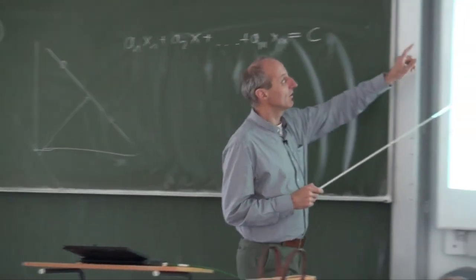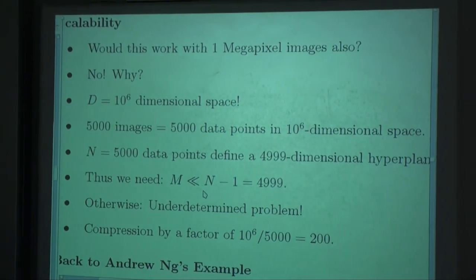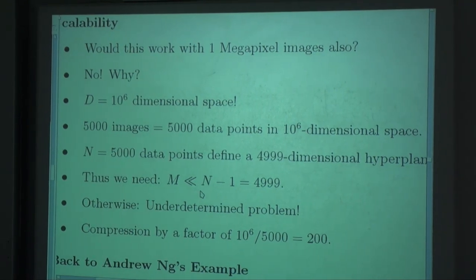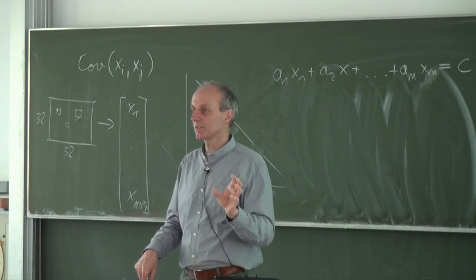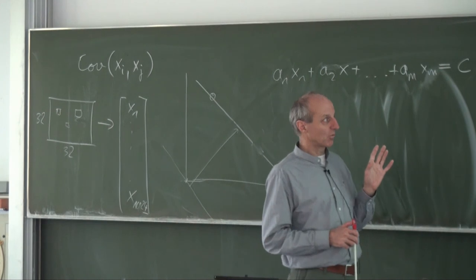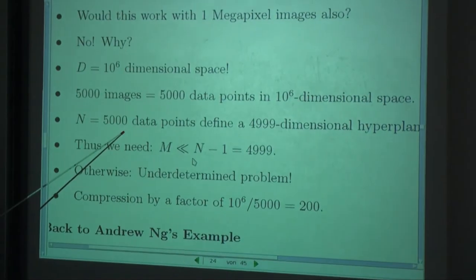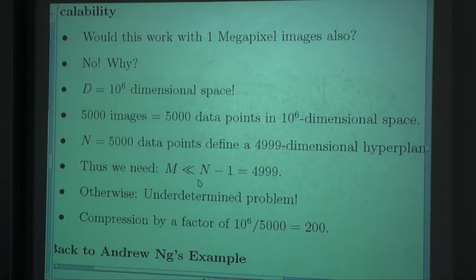Okay? Now, we are talking about the 1 megapixel case. 1 million pixels, and it's an interesting question. Is it realistic to project your 1 million pixels onto a 100 dimensional subspace? Maybe it even works, but this only works if there is a lot of redundancy in these images. I don't know whether it works, but I'm skeptical. Because already, projecting onto a 5,000 dimensional subspace would mean a compression of a factor 1 million divided by 5,000, which would be a compression of a factor 200. And that's a lot. Typically JPEG compression doesn't give you this. And JPEG is an excellent compression. And so I suppose this would not work.